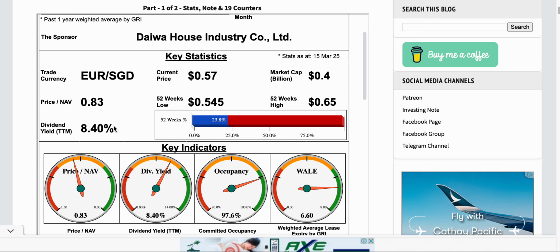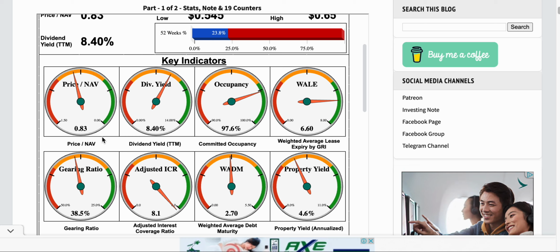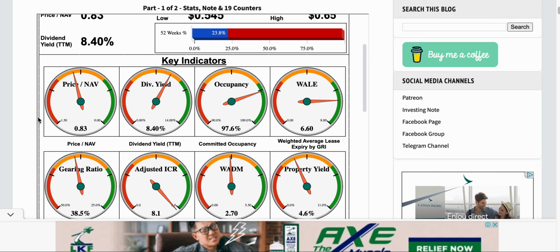Normally these are the things I'll look at. These things are quite useful because firstly they tell you core numbers about the REITs. For example, price to NAV of 0.83 is generally considered cheap. What this means is that if Daiwa Logistics House liquidates everything, they're basically worth $1, and you are paying 83 cents for it. So you're paying a cheaper price than what they're currently worth, so to speak.